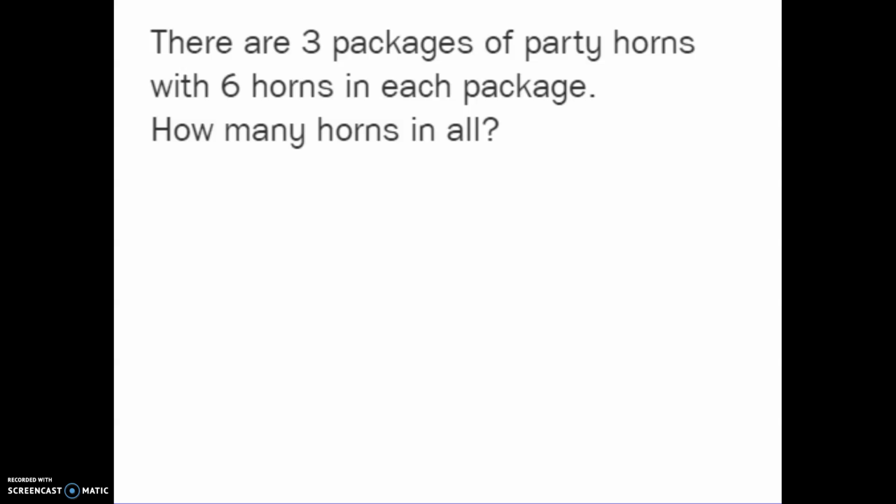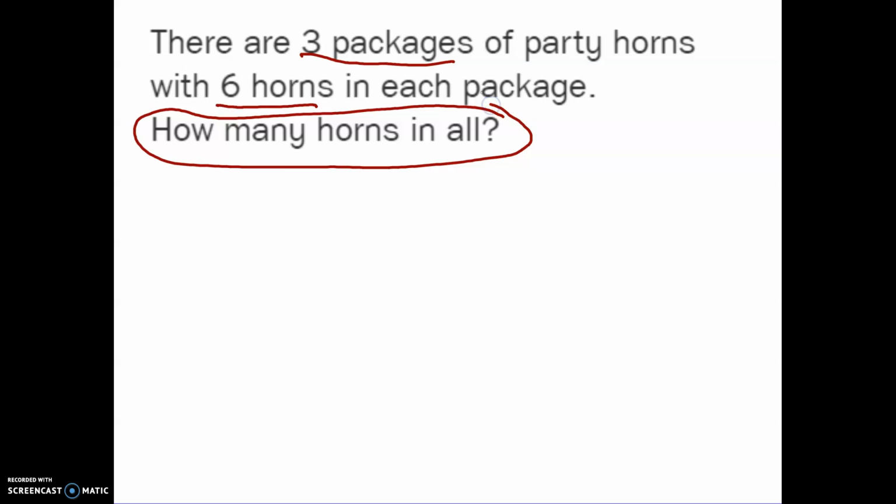Let's go back and read it again. There are 3 packages of party horns with 6 horns in each package. How many horns are in all? What do I know? I know that there are 3 packages. What else do I know? There are 6 horns in each package. What do I need to find out? How many horns there are in all?